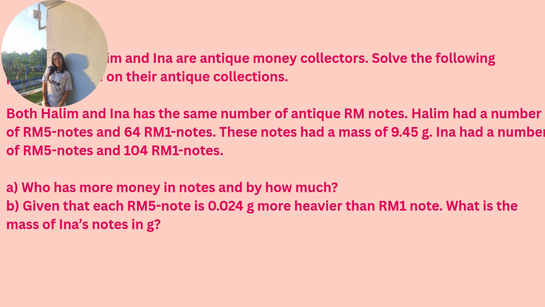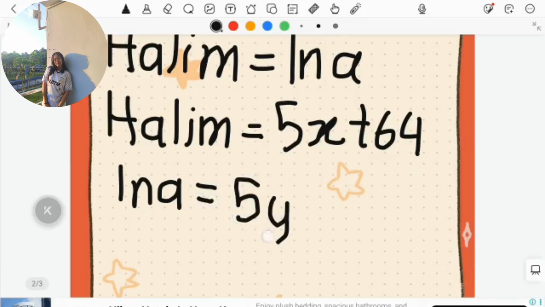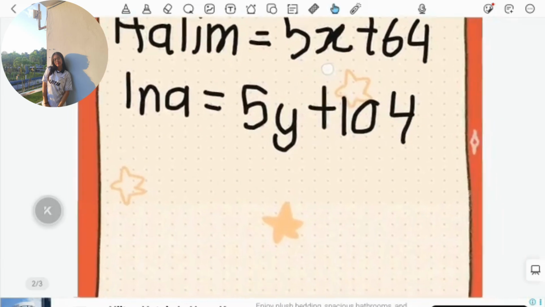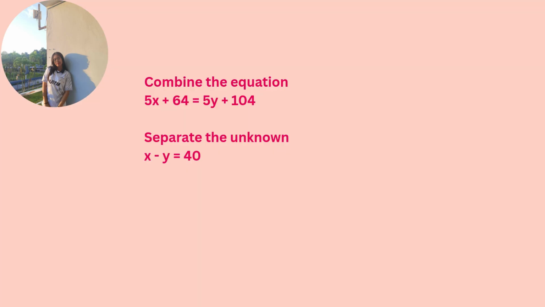Based on this information, you would be able to produce an equation for Halim and Ina, which is Halim is 5x plus 64 equals to a total number of notes, and then Ina would be 5y plus 104 equals to a total number of notes. And we know that Halim and Ina have the same total of notes. Therefore, you could combine this equation to become 5x plus 64 equals to 5y plus 104.